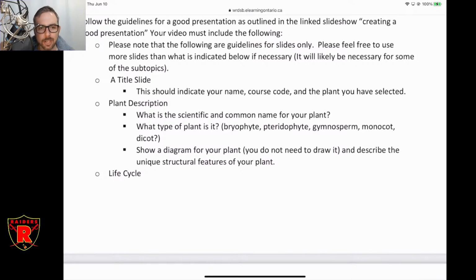You're going to start off with a title slide, your name, course code, tell me about the plant, okay? If you're going to tell me about the plant, it should be the scientific name and the common name. If both of those exist, it'll definitely have a scientific name. It may not have a common name depending on what you pick.